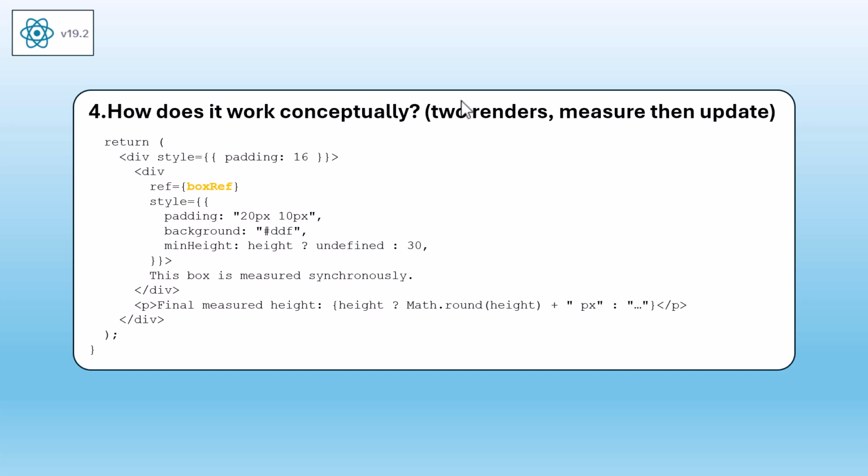By contrast, if you use the standard effect hook, the browser might paint the first render, then you measure, then re-render. The user could perceive a flicker or a jump.